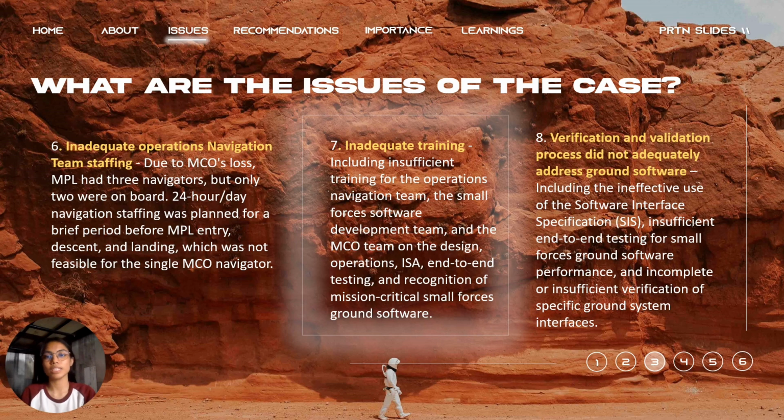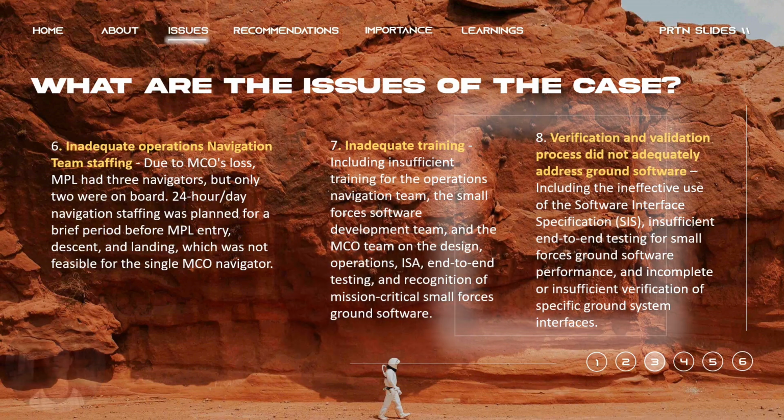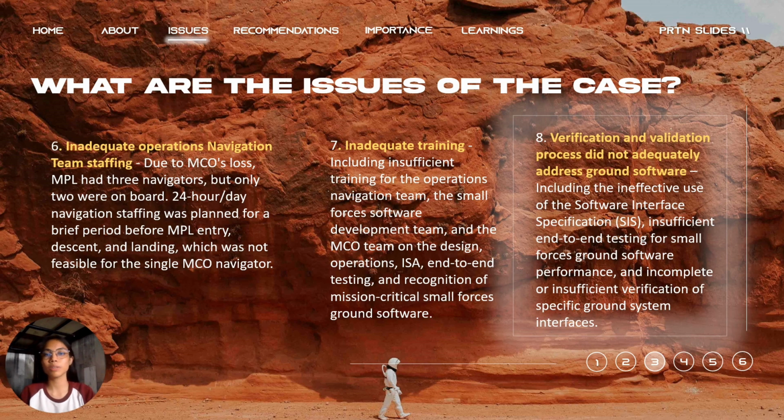Number 7: inadequate training. There was inefficient training in the MCO project, including for the Operations Navigation Team, the Small Forces Software Development Team, and the MCO team on the design, operation, SIS, end-to-end testing, and recognition of mission-critical small forces ground software. And the validation process did not adequately address ground software, including the ineffective use of the software interface specification, inefficient end-to-end testing for small forces ground software performance, and incomplete or inefficient verification of specific ground system interfaces.